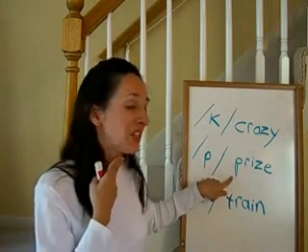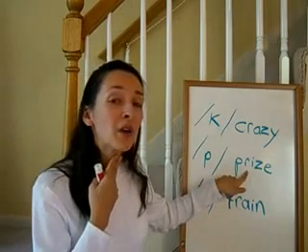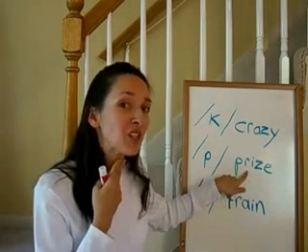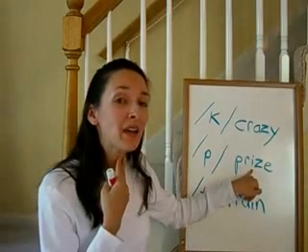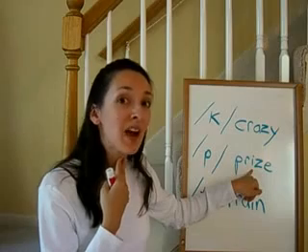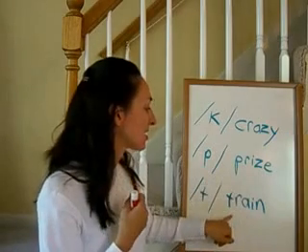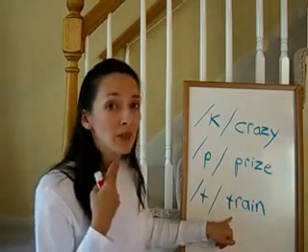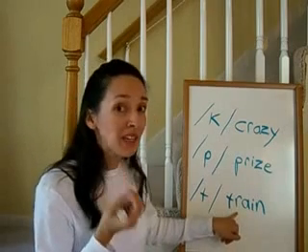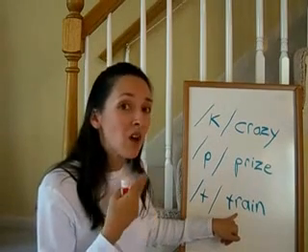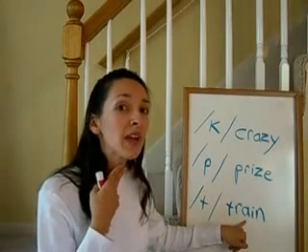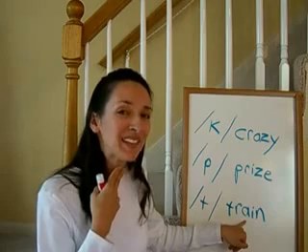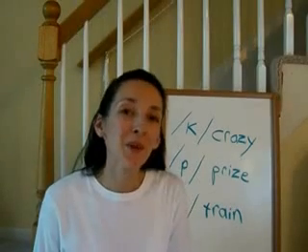Down here, P is voiceless. You will not feel vibration here. Again, R will begin without vibration, and then you'll add your voice as we move into I. Prize. And in this last word, T is voiceless. R begins voiceless and takes on a voice sound as we move into A. Train. So now let's practice similar words.